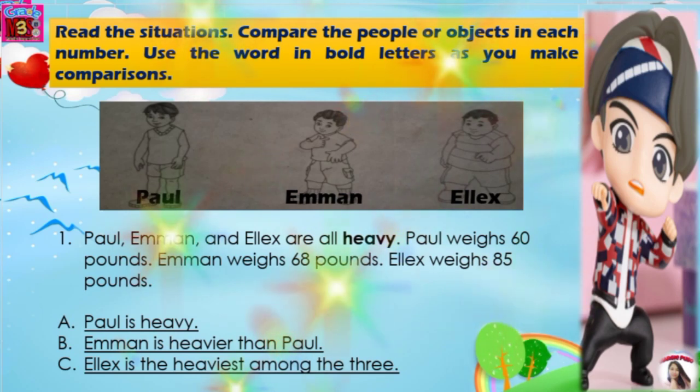Paul, Eman, and Alex are all heavy. Paul weighs 60 pounds. Eman weighs 68 pounds. Alex weighs 85 pounds. The adjective used in situation number 1 is heavy. So these are the comparisons I made. Paul is heavy. Eman is heavier than Paul. Alex is the heaviest among the 3.